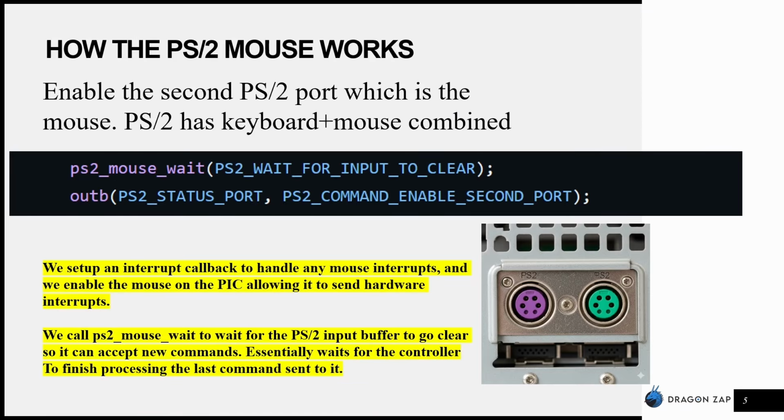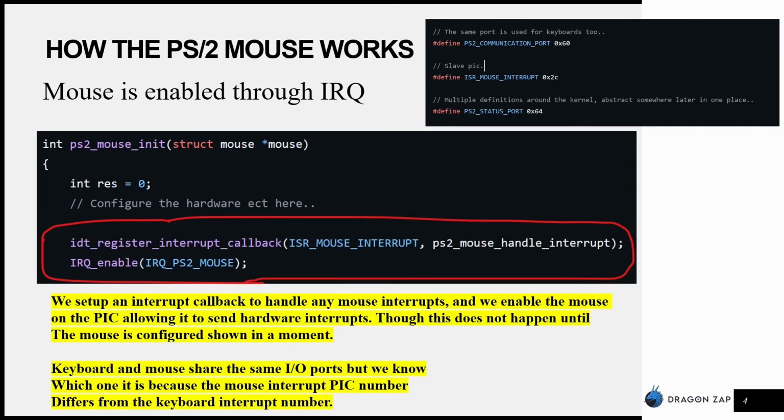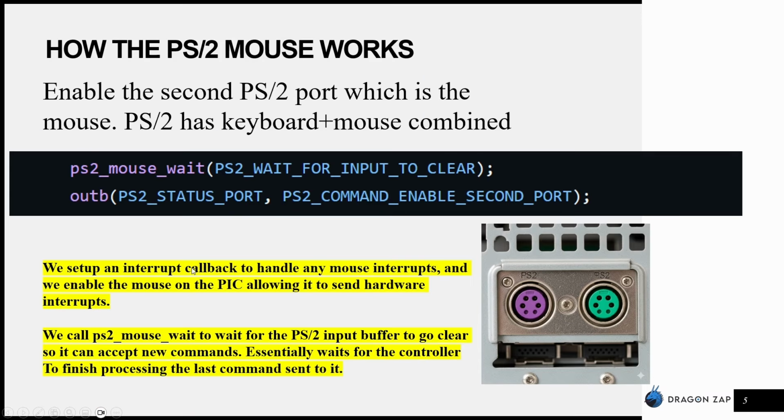The next step to get the mouse working is to actually enable the PS2 port, which is the mouse. So how do we do that? First we call mouse wait to wait for the PS2 input to be clear, and then we write to the PS2 status port to enable the second port. So where does this differ? We've enabled the mouse interrupts, so the mouse is able to send interrupts, but we haven't enabled it on the controller. Although we've enabled it on the bus so that we'll be able to receive interrupts, the controller still isn't listening. So we need to send a second command to the actual PS2 controller to enable that second port.